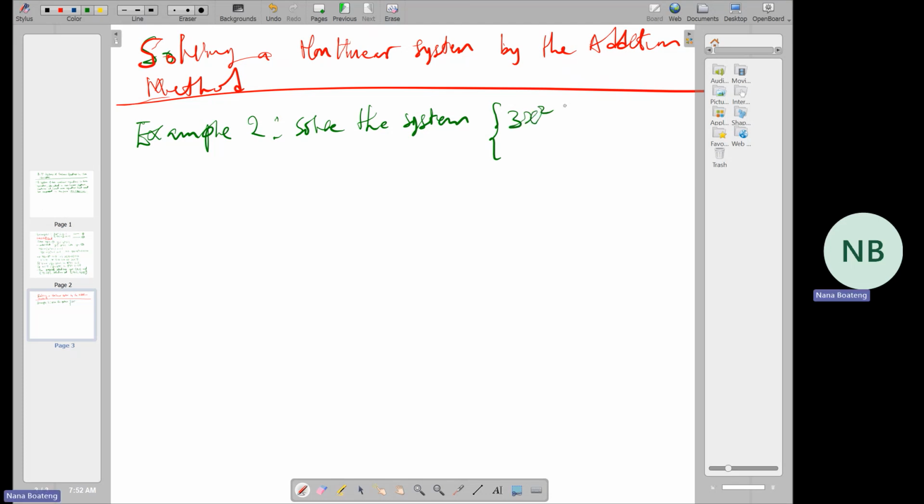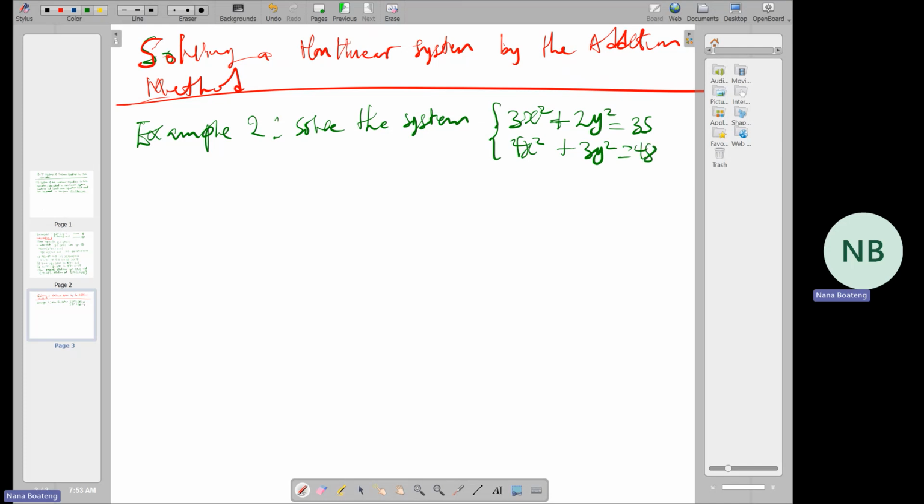Solve the system 3x squared plus 2y squared is equal to 35, and 4x squared plus 3y squared is equal to 48.